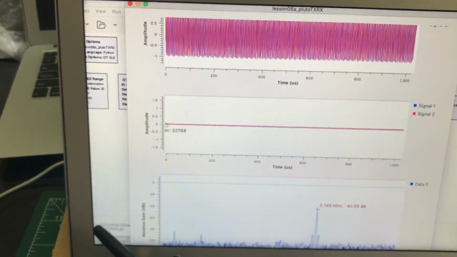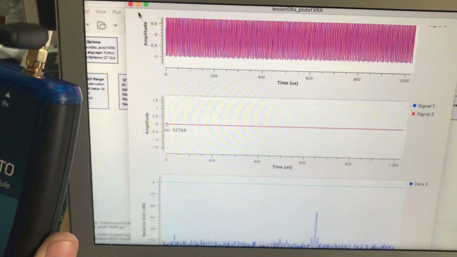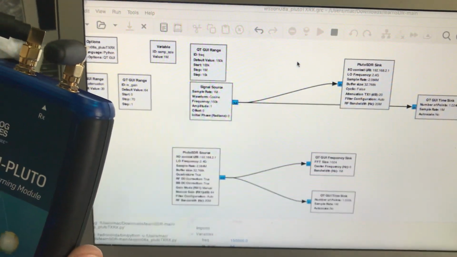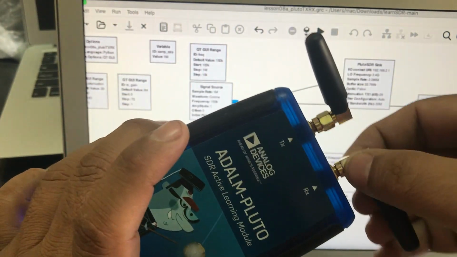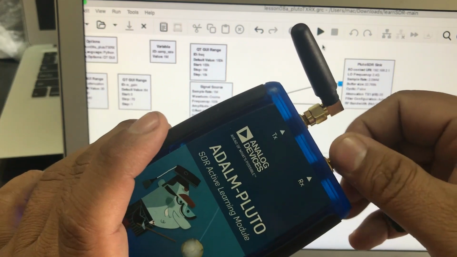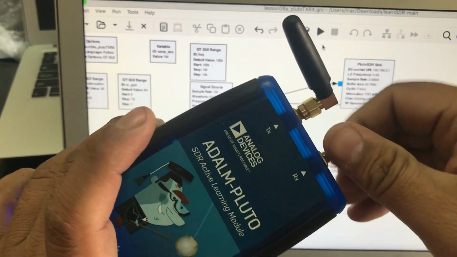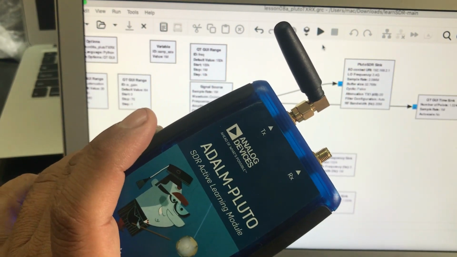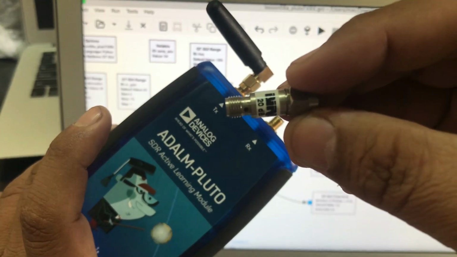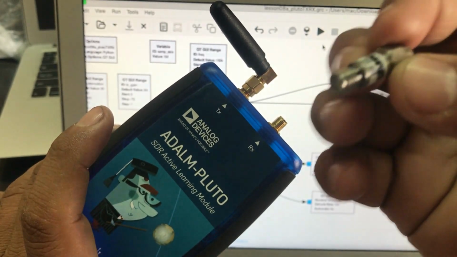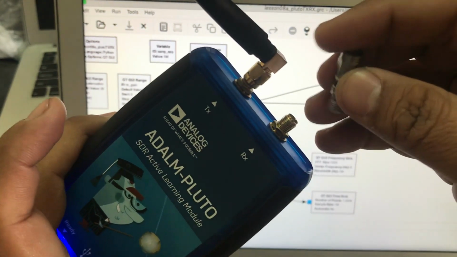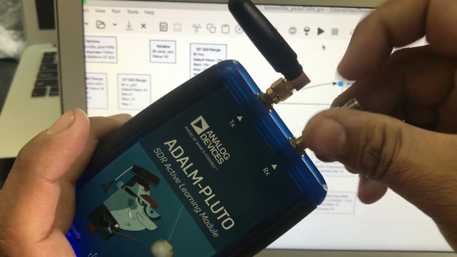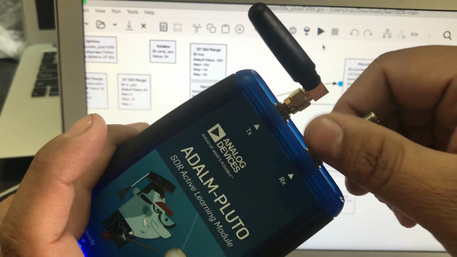So now I'm going to stop this flow graph. What I'm going to do is unscrew my antenna, and I'm going to put on a 20 dB attenuator. I hope you can clearly see this is indeed a 20 dB attenuator. I'm just going to screw it onto this port.